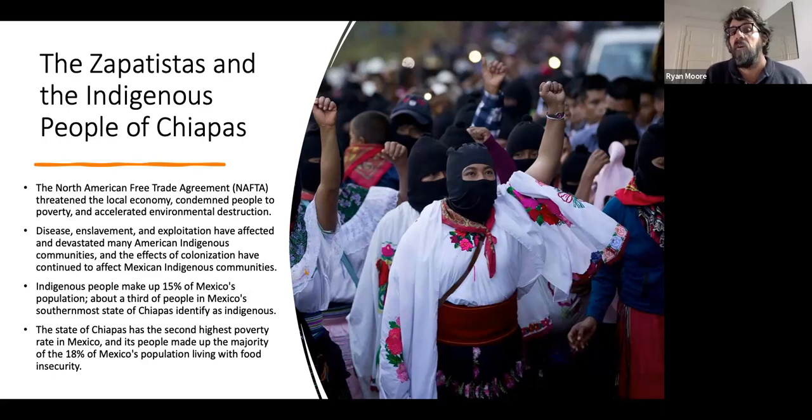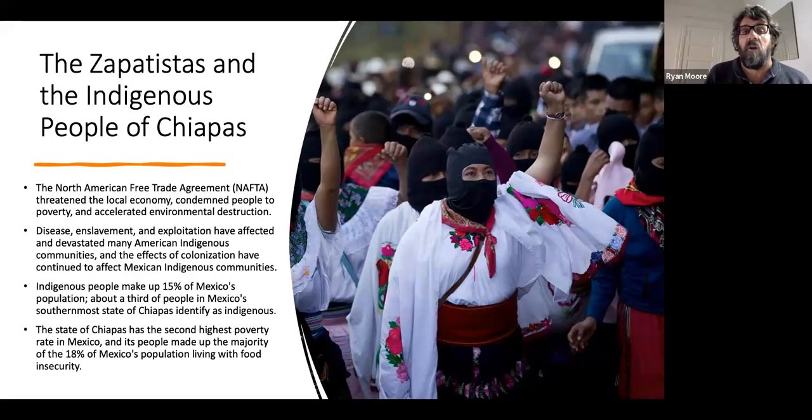So disease, even enslavement and exploitation had already affected and devastated many of these indigenous communities, and the effects of colonization had continued to affect these Mexican indigenous communities. These indigenous communities make up about 15% of Mexico's overall population, but in Chiapas, it's more like about 1/3. So you have a higher concentration of indigenous peoples in this region, at the very southern end of Mexico.